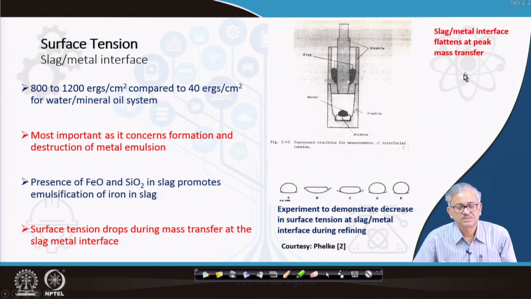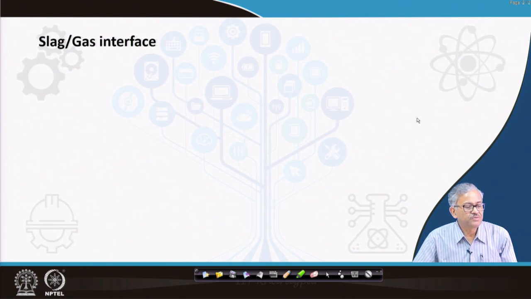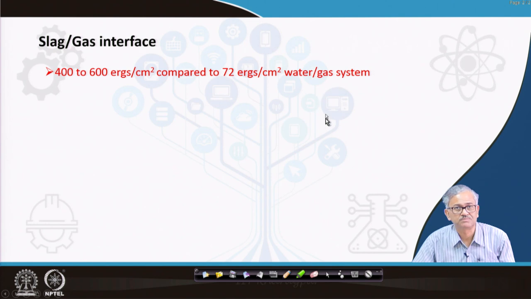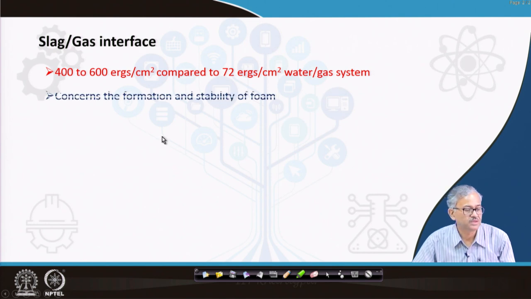It flattens at the peak mass transfer. Flattening means basically your surface tension decreases. That is a very good thing. Another thing you can consider is the slag-gas interface. The interfacial tension there is also not very low. It is 400 to 600 ergs per centimeter square. If you compare this value to 72 ergs per centimeter square for the water-gas system, you can see that is also quite high.